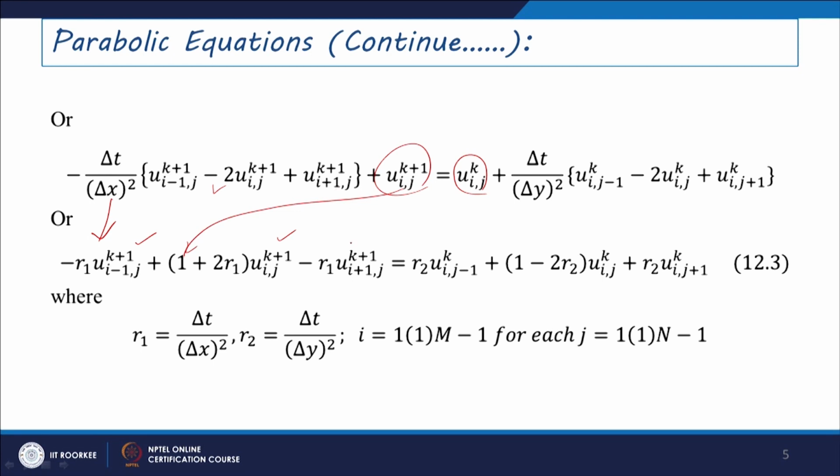So, the last term can be written with a minus multiplied: minus r1 u_(i+1)j^(k+1). And the right hand side, if you look at it, we are obtaining u_i(j-1) here and one term here itself, so that is why it is giving 1 here. So, 1 minus 2 r2 u_ij to the power k plus r2 u_i(j+1) here.